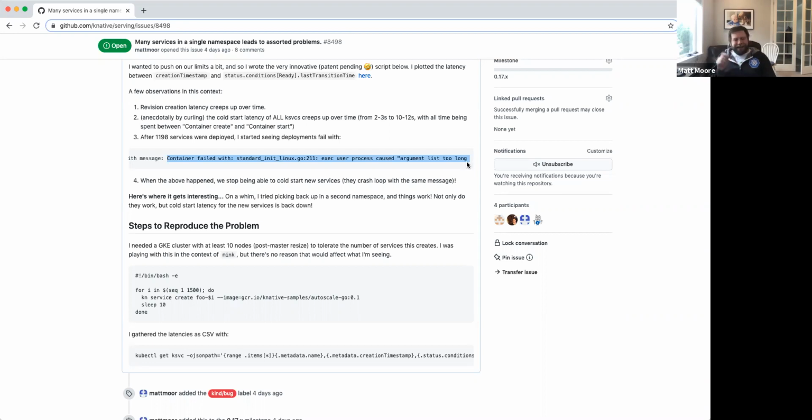So on a whim, I decided, what if I try and create a Knative service in another namespace? And when I did that, the deployment latency for that new service was surprisingly short. And I had noticed the longer cold start in the other namespace and the fact that the other services weren't cold starting. And when I switched over and looked at the cold start latency of the service in that new namespace, it was actually quite fast, right?